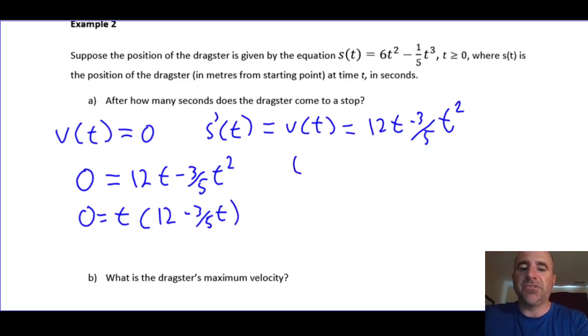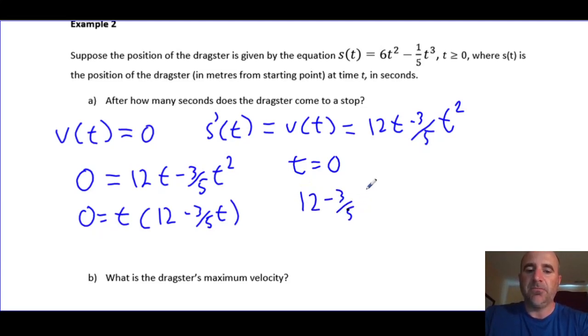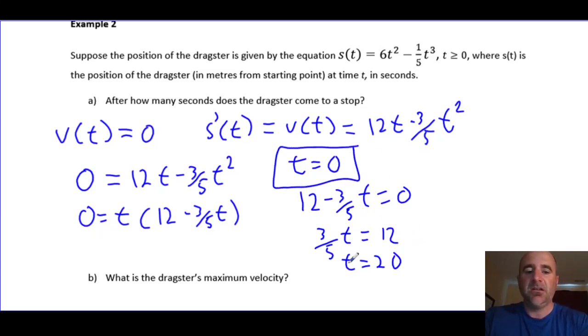So we have t equals 0. That's not a surprise that at time equals 0, our velocity is equal to 0. And also at 12 minus 3/5 t equals 0, which means 3/5 t equals 12. Multiply both sides by 5, and you get 60 divided by 3, you get 20 seconds. So the dragster is at a stop at 0 seconds and at 20 seconds.